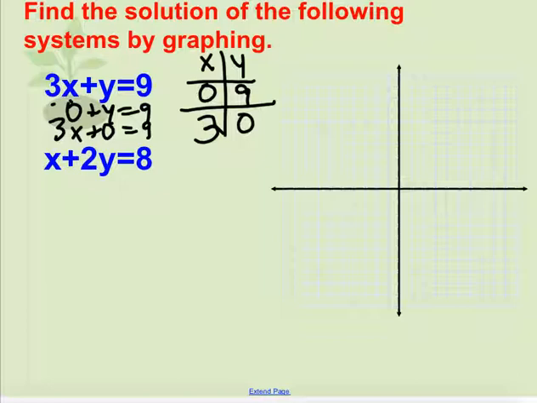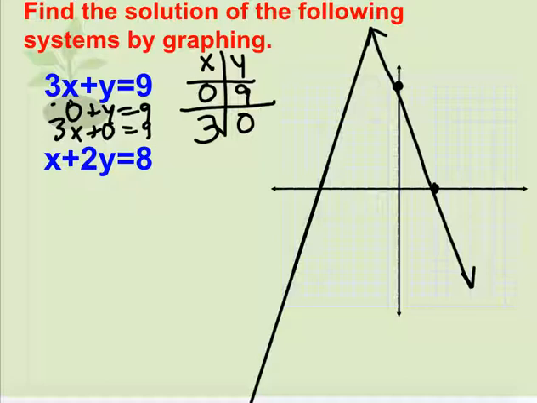And we can plot these on our graph. My y-intercept is up here at 0, 9, and x-intercept at 3, 0. So here is my line. And we do the same for my second equation. Let me just get rid of this extra line right here.